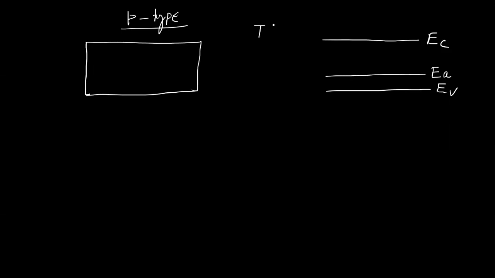At any temperature greater than 0 Kelvin, let us take T equal to 300 Kelvin, which is considered room temperature. At this temperature we already have some electrons in the conduction band and some holes in the valence band. These are the intrinsic electrons and intrinsic holes at room temperature. Because of thermal agitation, a few electrons were elevated from the valence band to the conduction band. In addition, there are acceptor atoms in the acceptor energy level. Electrons can also be elevated from the valence band to that acceptor state.